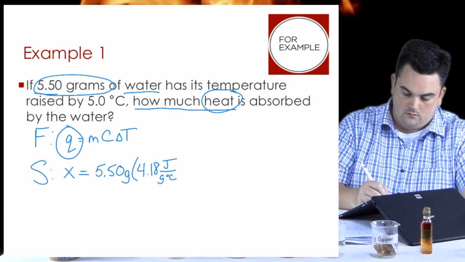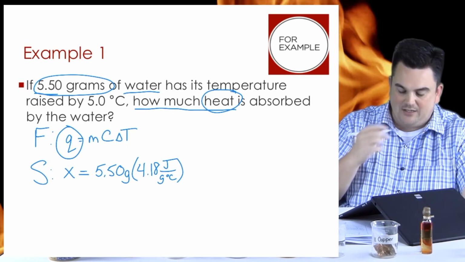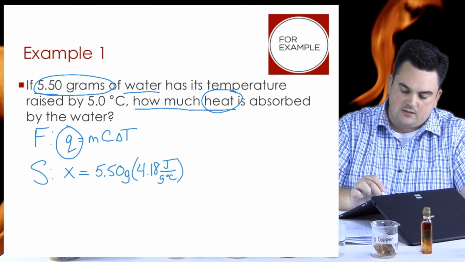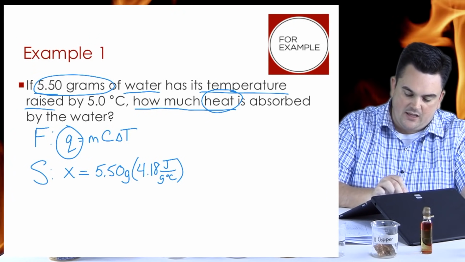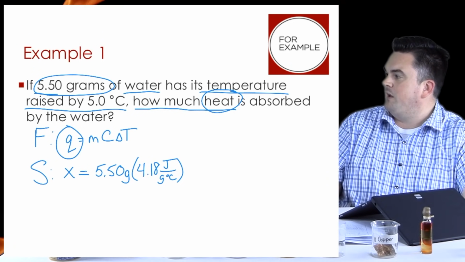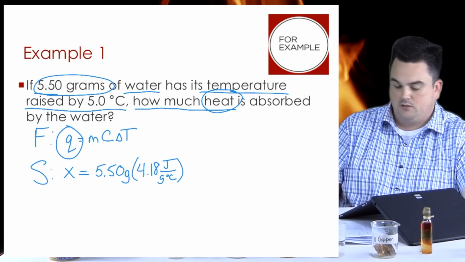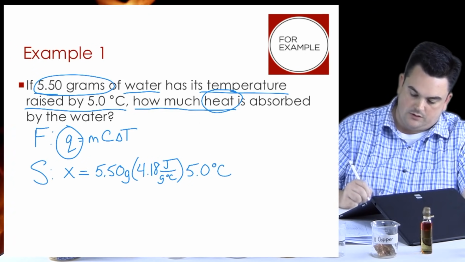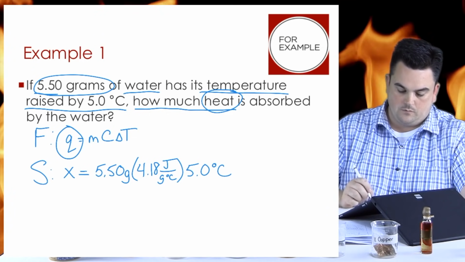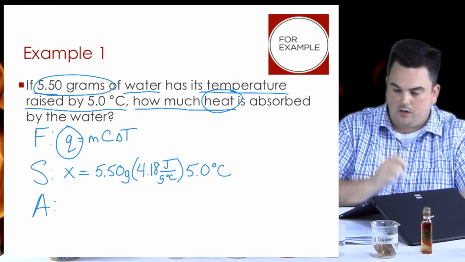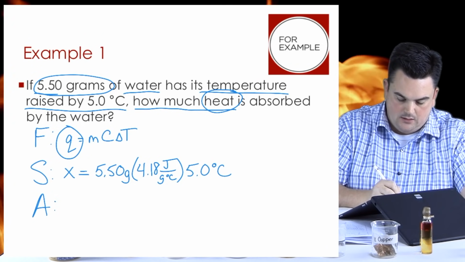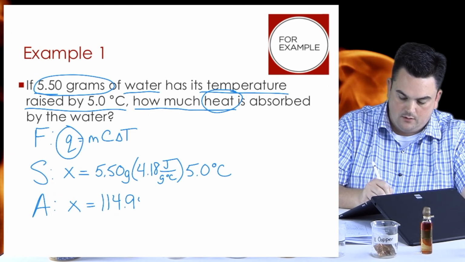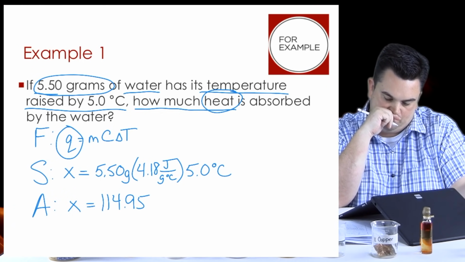All right. So what is our change in temperature? I don't see an initial and final temperature here, so there's no subtraction, but it says the temperature is raised by 5 degrees. So doesn't that imply that the temperature changed 5 degrees? Good. Exactly. So we can sub that number in directly. Okay, so 5.0 degrees Celsius. All right. Looks like we are ready to solve by multiplying. Okay, so that's the A part. As an answer, I get x equal to 114.95.